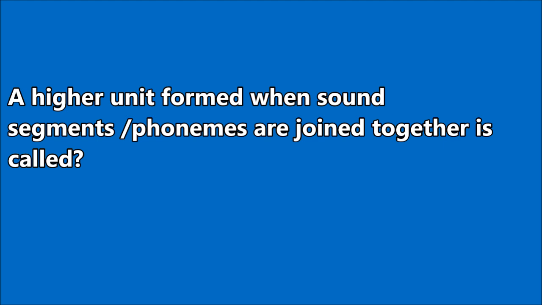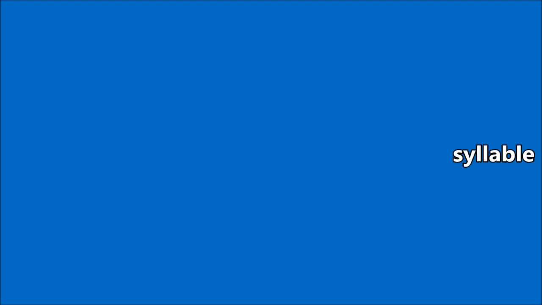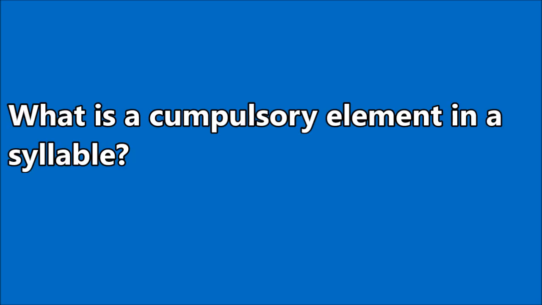Next question. A higher unit formed when sound segments or phonemes are joined together is called syllable. Next question. What is a compulsory element in a syllable? The answer is vowel.